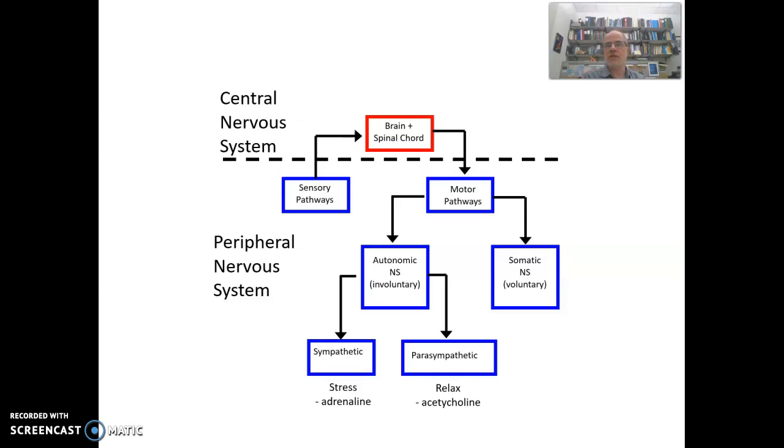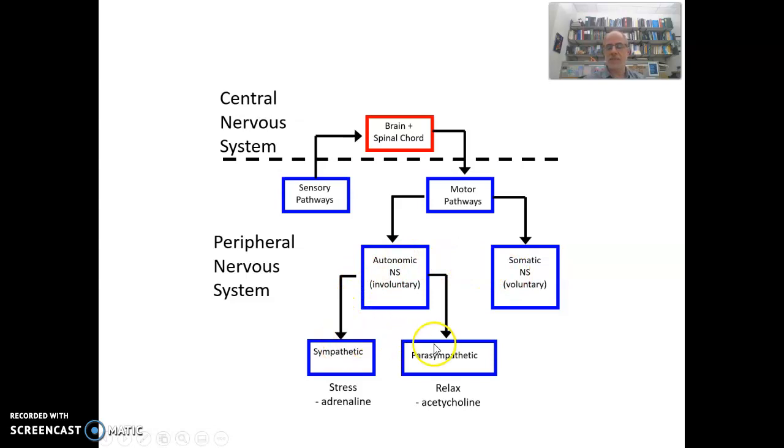In the CNS, the information is processed and integrated, and then it sends efferent signals, with an E, to cause an intentional and coordinated response via motor pathways in the peripheral nervous system. Motor pathways include the autonomic nervous system and the somatic nervous system, or if you prefer, the involuntary and voluntary responses of the output pathways, or efferent pathways.